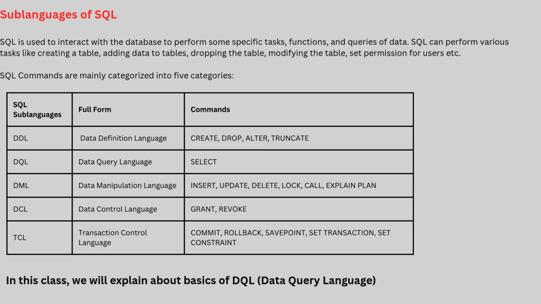DDL stands for Data Definition Language. Commands are create, drop, alter, truncate. DQL stands for Data Query Language, command is select. DML stands for Data Manipulation Language, commands are insert, update, delete, lock, call, explain, plan. DCL stands for Data Control Language, commands are grant, revoke. TCL stands for Transaction Control Language, commands are commit, rollback, savepoint, set transaction, set constraint.